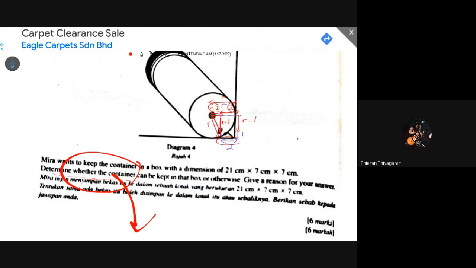Any idea? CM tu apa? Bukan unit, saya nak quantity. Tak perlu. No need, guys. Volume tu terlalu jauh dah. Below volume, apa lagi? Bukan. No. Tak perlu pi r square pun. No need pi r square also. This is what quantity, guys.